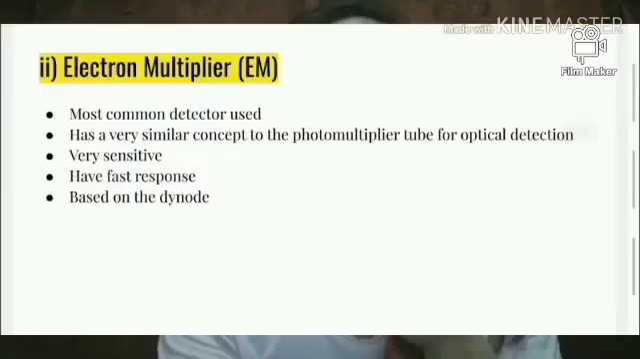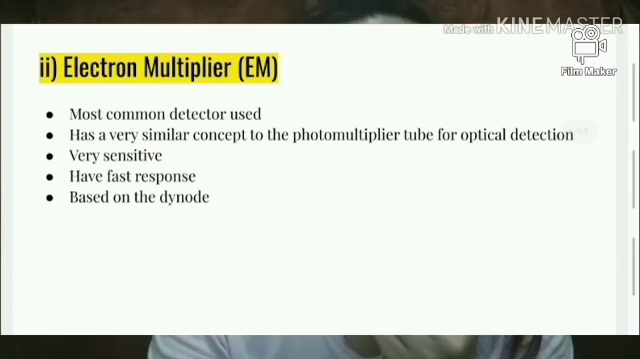Good day. For this AMS presentation, I will present the principle of the electron multiplier. The most common detector used for ions in a mass spectrometer is the electron multiplier, also known as the EM. The EM is very similar in concept to the photomultiplier tube for optical detection. It is very sensitive and has a fast response.